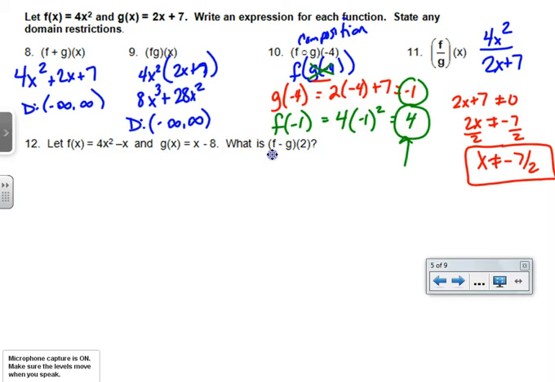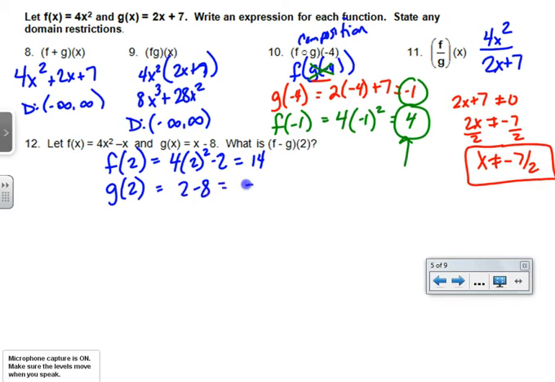Alright, number 12. They want to know f minus g evaluated at 2. Now you could do this two ways. You could either subtract f minus g and then evaluate the answer at 2, or you could find f of 2 and then you could find g of 2, and then you could subtract these two answers. I think that's what I'm going to do. So f of 2 is 16 minus 2 is 14, and then g of 2 is negative 6, and then f minus g would be 14 minus a negative 6, which is 14 plus 6, or 20.